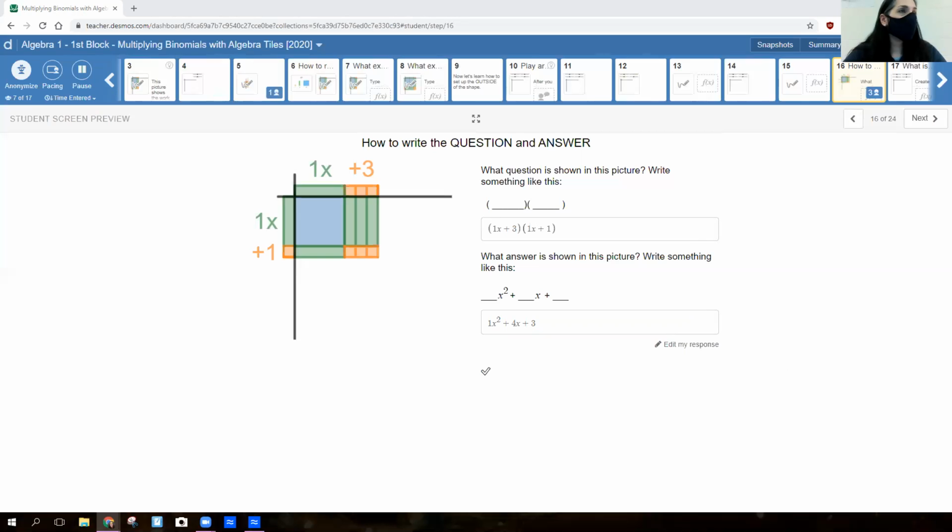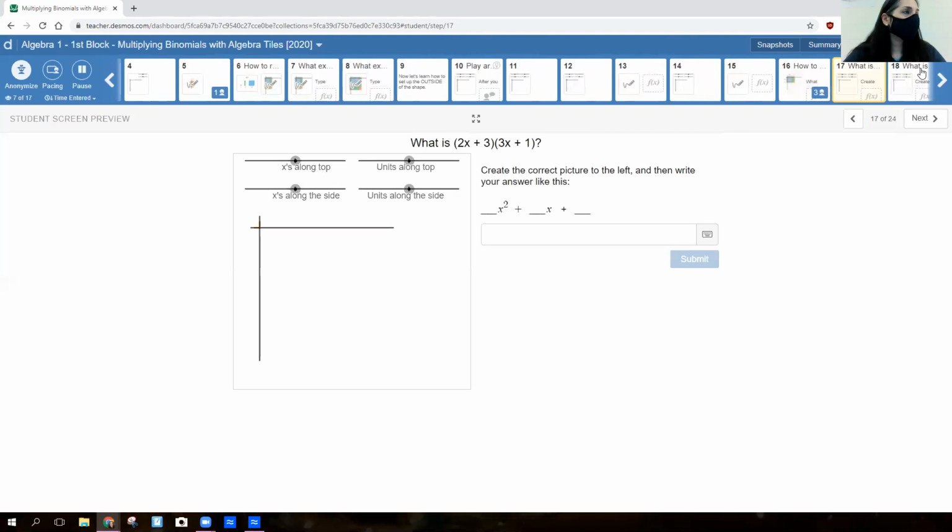Okay, let's move to the next slide. So slide 17. Go ahead, create the binomials on the top and the side, and then type your answer in the box. See how you do.